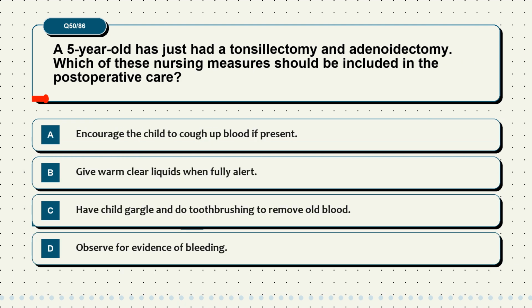Question 50. A 5-year-old has just had a tonsillectomy and adenoidectomy. Which of these nursing measures should be included in the postoperative care? Here are the options. Option A. Encourage the child to cough up blood if present. Option B. Give warm, clear liquids when fully alert. Option C. Have child gargle and do toothbrushing to remove old blood. Option D. Observe for evidence of bleeding.